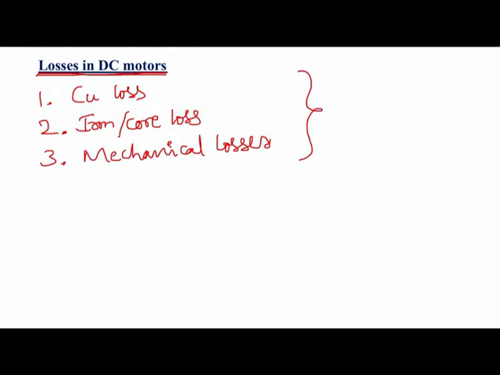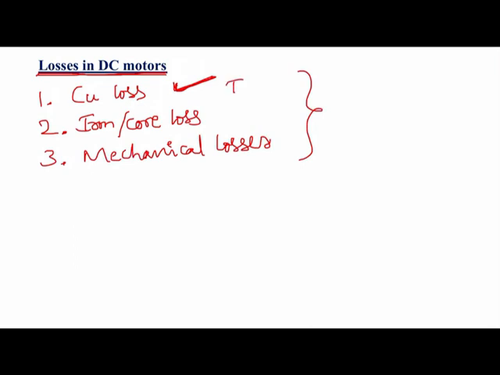Copper loss is the loss which occurs in the windings of the DC motor. For example, consider a DC motor. In the DC motor, we will have two windings: one is the armature winding, and the other is the field winding. For a DC shunt motor, it is the shunt field winding. For a series motor, it is the series field winding. For a compound motor, it consists of both series and shunt field windings. So wherever we have windings, this copper loss will occur.